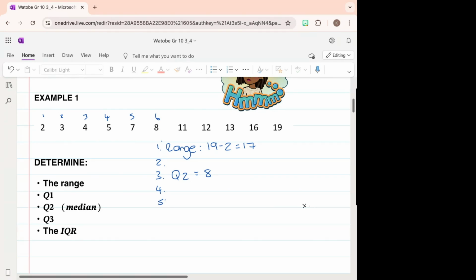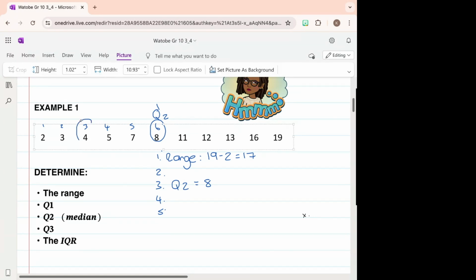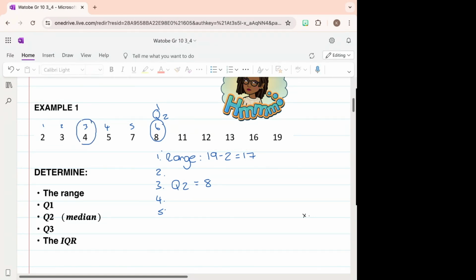Now, to get Q1, I need to find the middle point of my first set of data. I'm excluding this one because this was Q2. So now I need to find the middle point of this data set. How many points are there? There's 5. So what's the median of 5? It's going to be that one. So Q1 is going to be equal to 4. Good, Abu, nice.